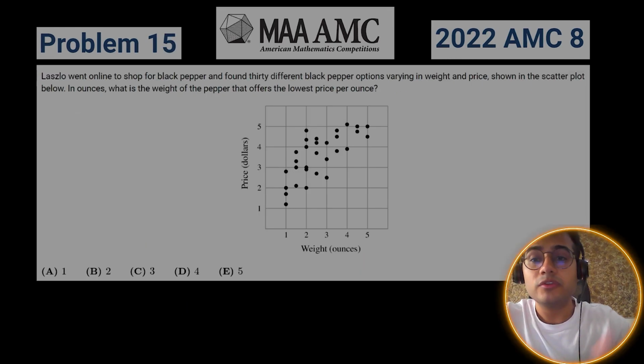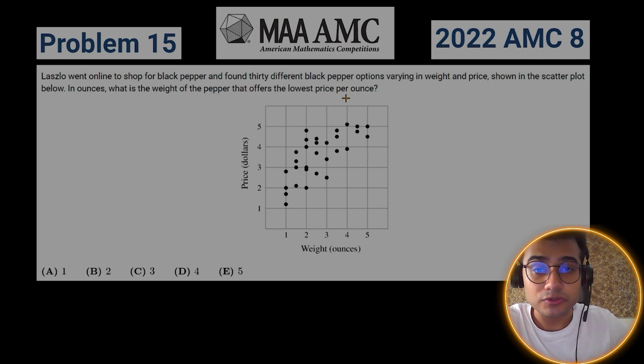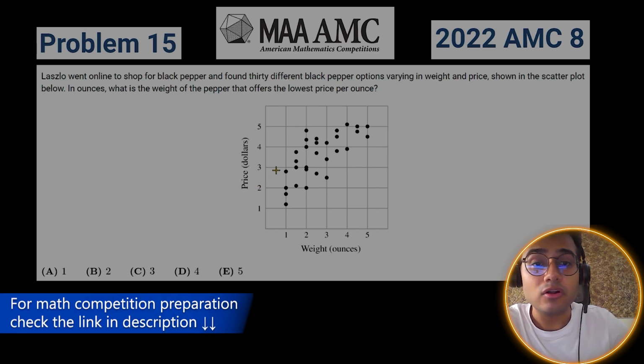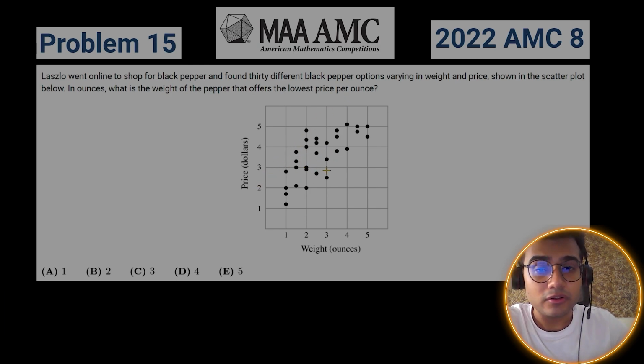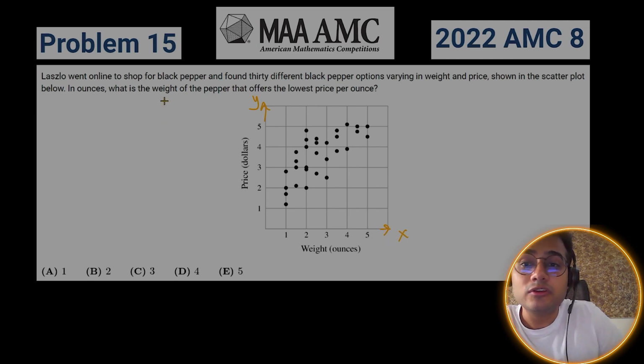That's D. Okay, so in this problem, this person goes online and finds 30 different options for black pepper, and they all have different price and weight. Each of these black dots represents an option, and we have the price on the y-axis and the weight on the x-axis. And what do they want? They want the weight of the pepper that has the lowest price per ounce.